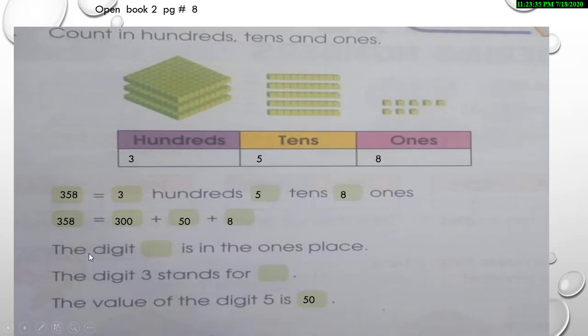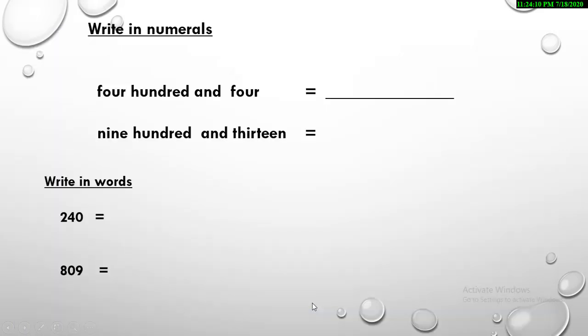Yes, I hope that you guys understand how to do this. The digit dash is in the ones place. Just look at this model and tell me which digit is at the ones place. Yes. Okay, now they ask you what the digit 3 stands for. So look at the 3, what it stands for. 3 stands for, yes, 300. And the last one is the value of the digit 5. So they're talking about the 5. It is at the tens place, so its value is 50. Yes, task of the day is done.